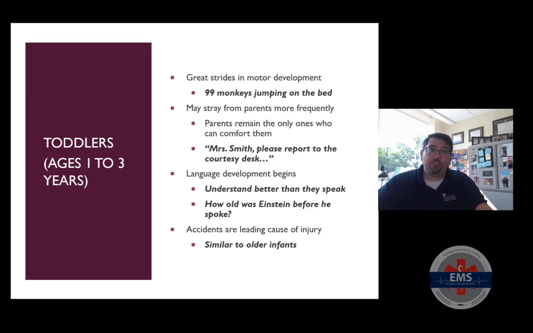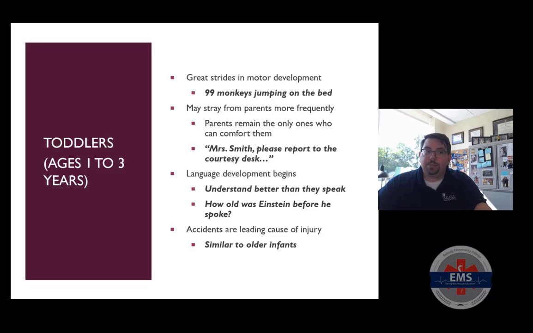They may start to stray away from their parents more frequently. We've all heard that echo over the PA system at Meijer: Mrs. Smith, please report to the courtesy desk. We found your child. That does happen to everybody because it's a concern. These kids are exploring the world. Oftentimes, the parents still are the only ones that truly can comfort them when they are upset.